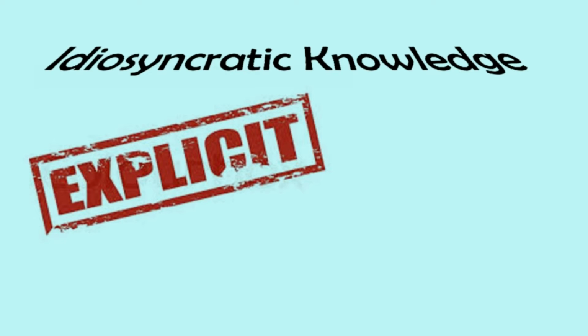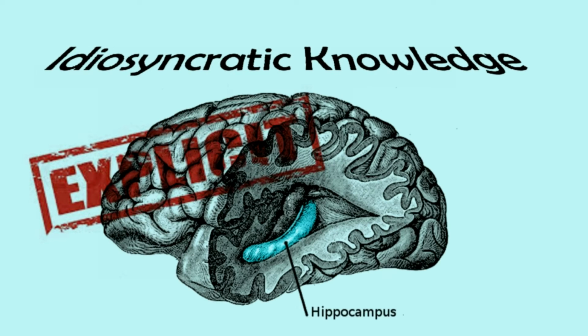Whenever we encounter or recall this type of information, the areas in our inner temporal lobe, those areas which are critical for the learning and consolidation of new knowledge, are activated, especially the hippocampus. This is our declarative memory system.